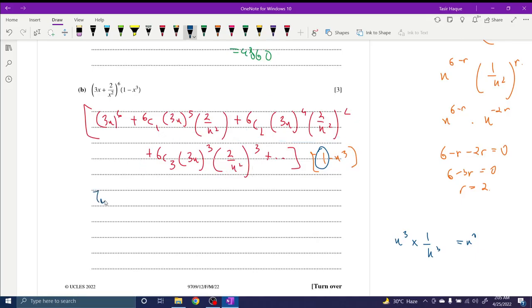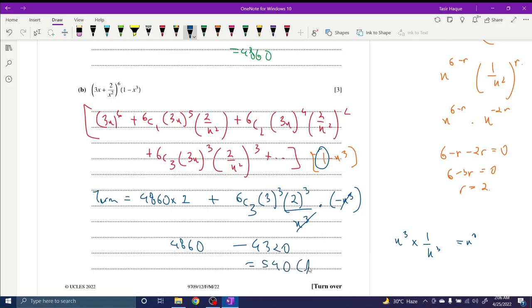So to find out the term, what are we going to do? It's basically going to be 4860 into 1, plus 6c3, 3 cube, 2 cube, divided by x cube, into minus x cube. So it's 4860 minus 6c3 into 3 cube into 2 cube, which is 4320. 4860 minus 4320 is 540. That's our final answer, okay?